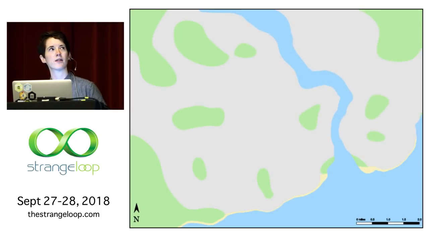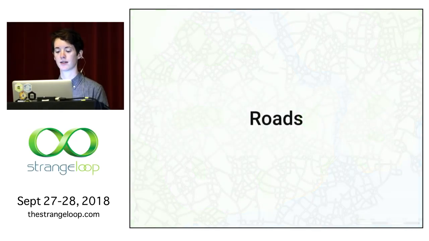So now we have something that looks kind of like a map, also kind of looks like a Rorschach test. It's missing something really important, which is human structures and roads. I tried a lot of different things in making roads.